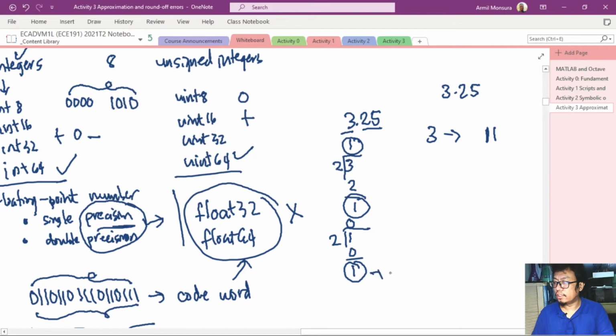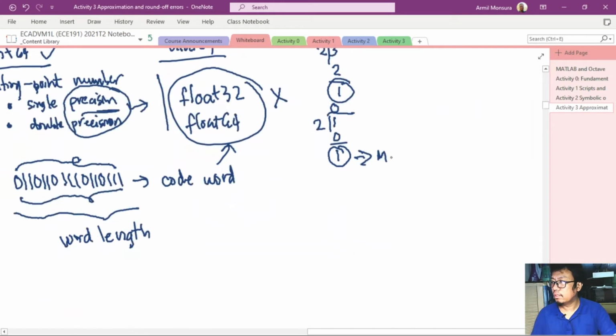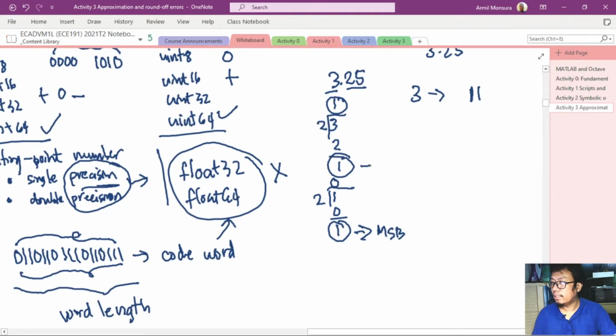So this is the most significant bit, while this is the least significant bit. Again, the first remainder is the least significant bit, while the last remainder becomes the most significant bit. So this is now 3 in base 2.